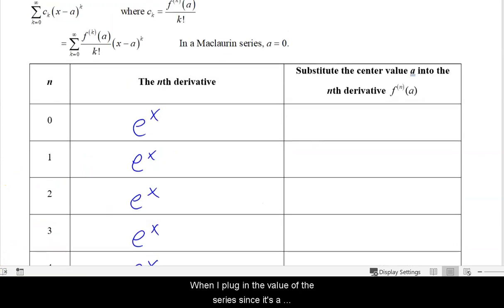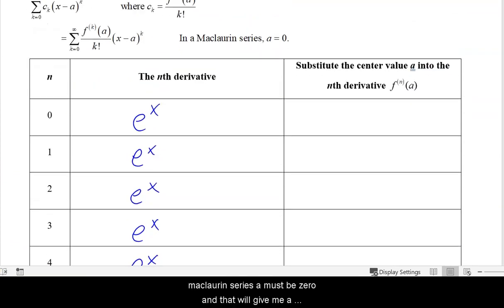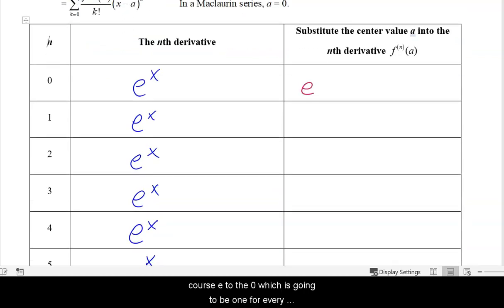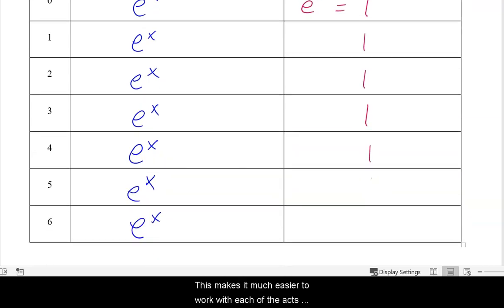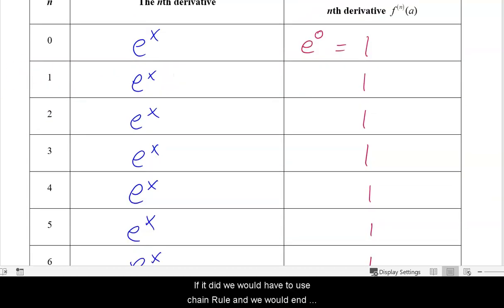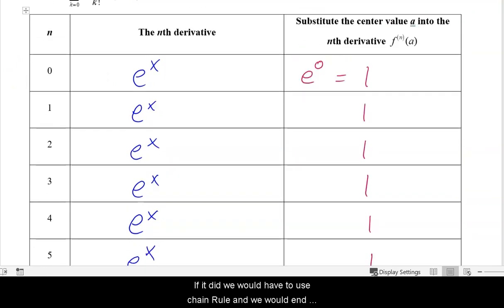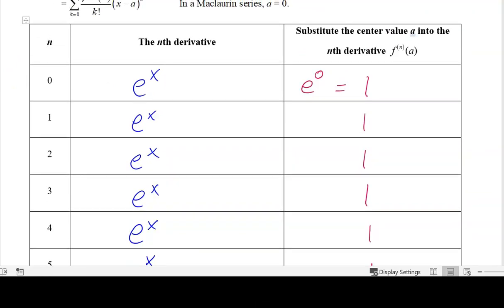When I plug in the value of the series, since it's a Maclaurin series, a must be 0. And that will give me, of course, e to the 0, which is going to be 1 for every single one of these values. This makes it much easier to work with e to the x when it's centered at 0, and it has no factor being multiplied by the variable x. If it did, we would have to use chain rule and we would end up with some more numbers at the front, but it still wouldn't be terribly difficult.